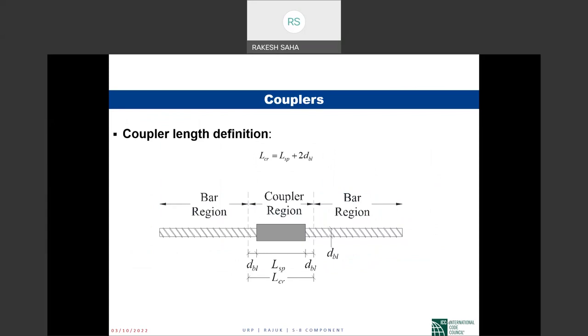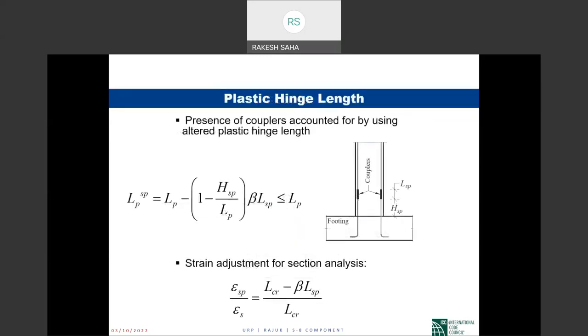Now, in the guidelines that we developed, we identified the fact that when you have a coupler, it's not just the length of the coupler. There's a region of the splice bar itself that is affected by the presence of this coupler. So we defined an LCR, which is the coupler region, in the guideline. Also, we came up with equations that account for plastic hinge length change. So the equation that you see in the middle of this slide depends on some parameters of the coupler.